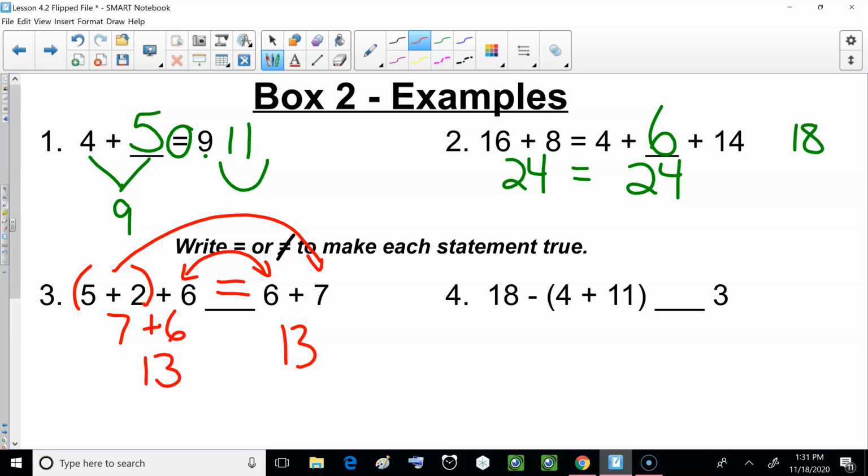Here we have 18 minus, but our order of operations tells us to do parentheses first. So 4 plus 11 is 15. 18 minus 15 gives us 3. We have 3 here and 3 there. So this is also an equal equation. If our answer was 4 here, then it would be not equal. But since that's not the case, we can take those two marks off, and voila, we have an equal equation. Right now you can pause the video and write down these examples to help you out.